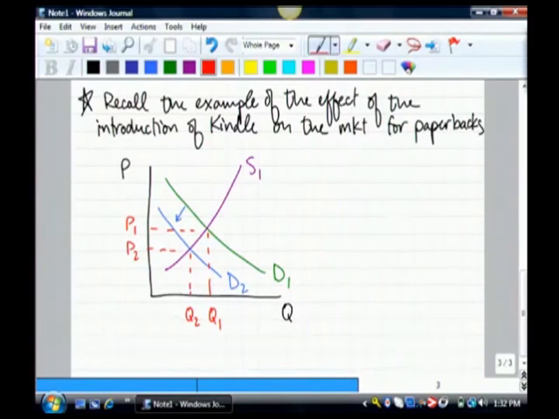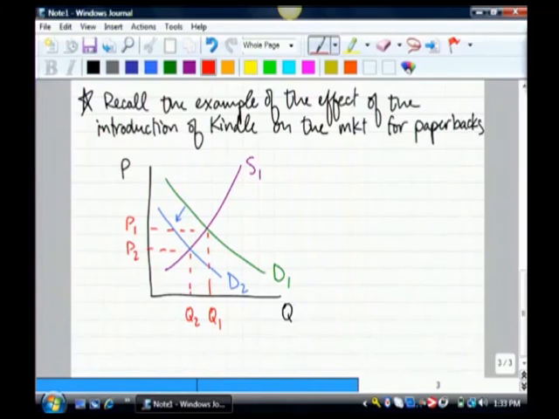I base my quantity decision off of the market price, and that relationship there is that profit-maximizing relationship where I set marginal cost equal to marginal revenue, and so that is a marginal cost curve. There's no distinction.